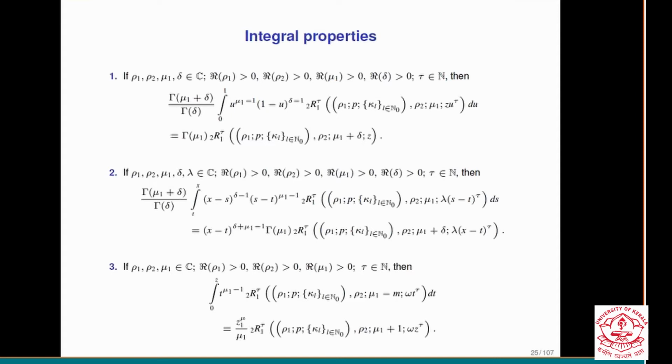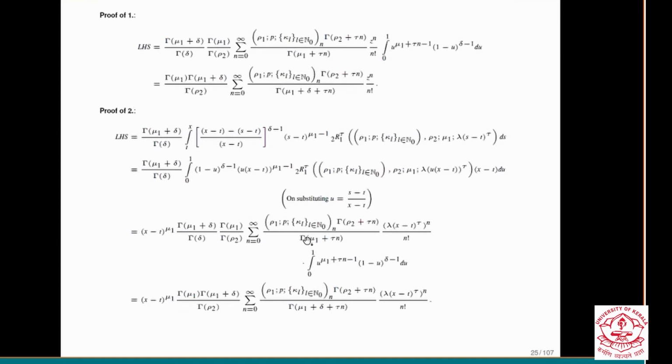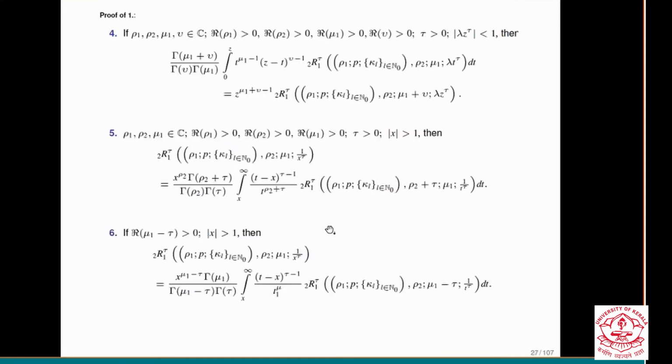Okay, so this is number 1, this is number 2, and this is number 3. This is the proof of theorem number 1, and this is the proof of theorem number 2. Now this is the 4th property, this is your 5th property, and this is your 6th property.